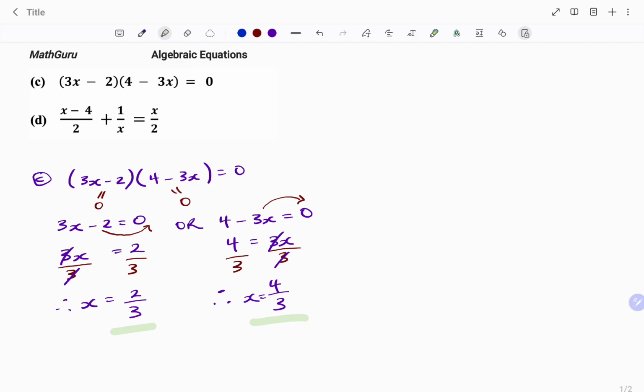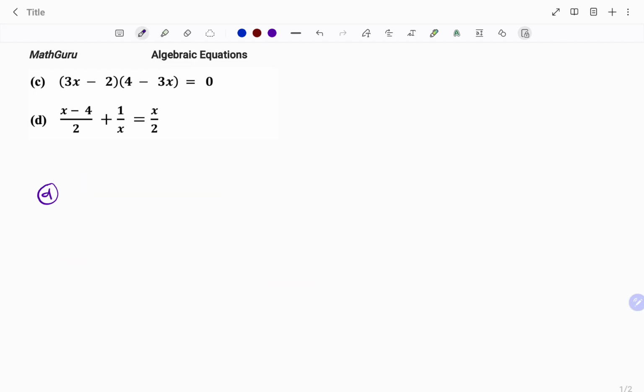Let's look at the last but not the least example. For example D, I have a fraction: x minus 4 divided by 2 plus 1 over x equals x over 2. Because it's an algebraic fraction and it's also an equation, all I need to do is to find my lowest common denominator, or my LCD. In this case, that will be 2x.